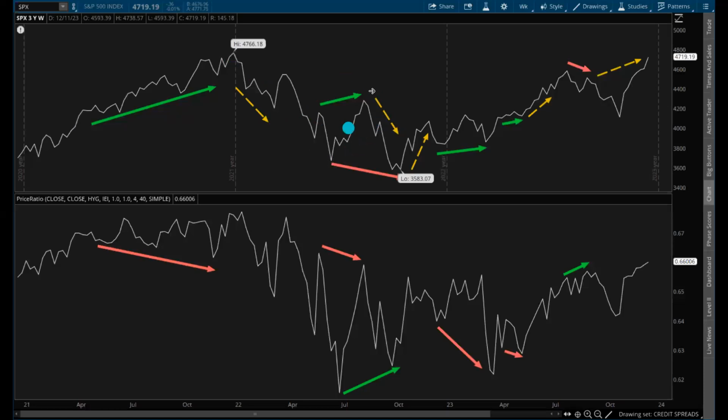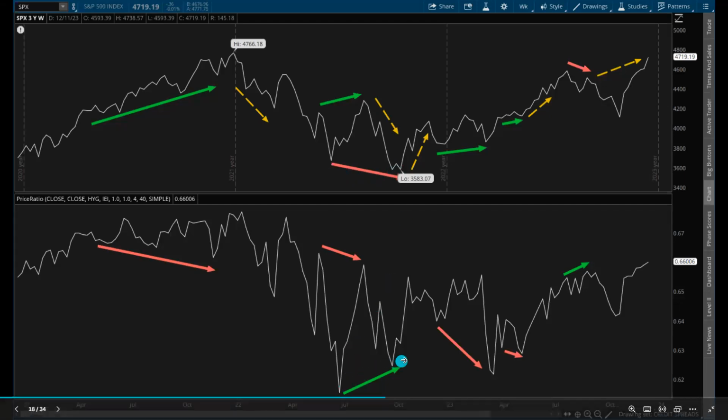Same thing over here. We're seeing higher highs in the S&P 500. We're seeing lower highs in our credit spread instrument, indicating that the market may be due for a pullback, right? And sure enough, we pull back. Here, we're seeing the exact opposite. We're seeing a low and a lower low in the stock market, but now we're seeing a low and a higher low in our credit spread measurement here via the HYG and the IEI.